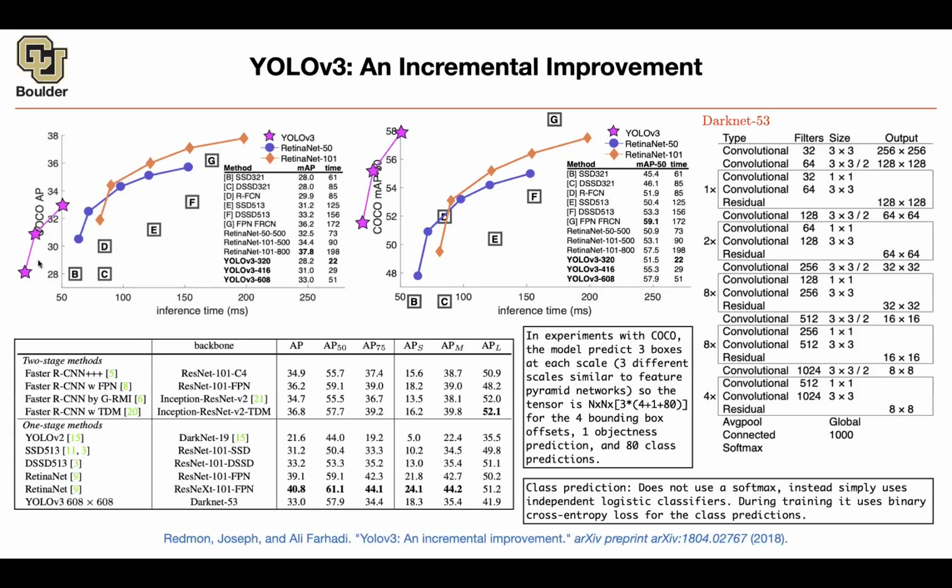If you go with COCO style average precision, then yes, the previous paper, RetinaNet, is the state of the art at that time, 2018. Okay, any questions before I move to the next topic?